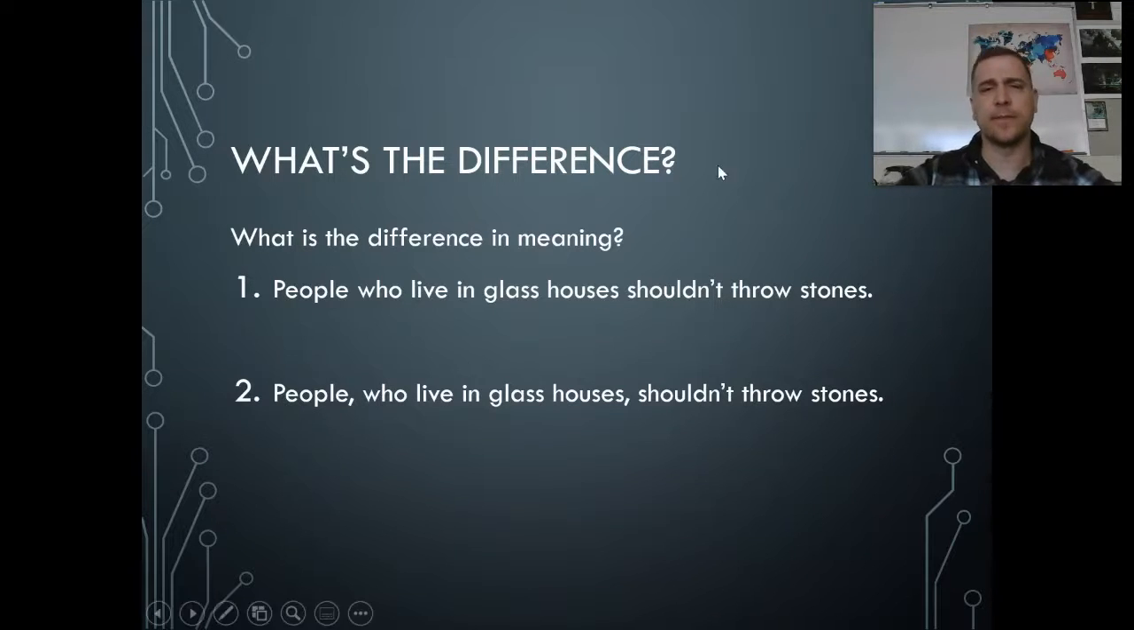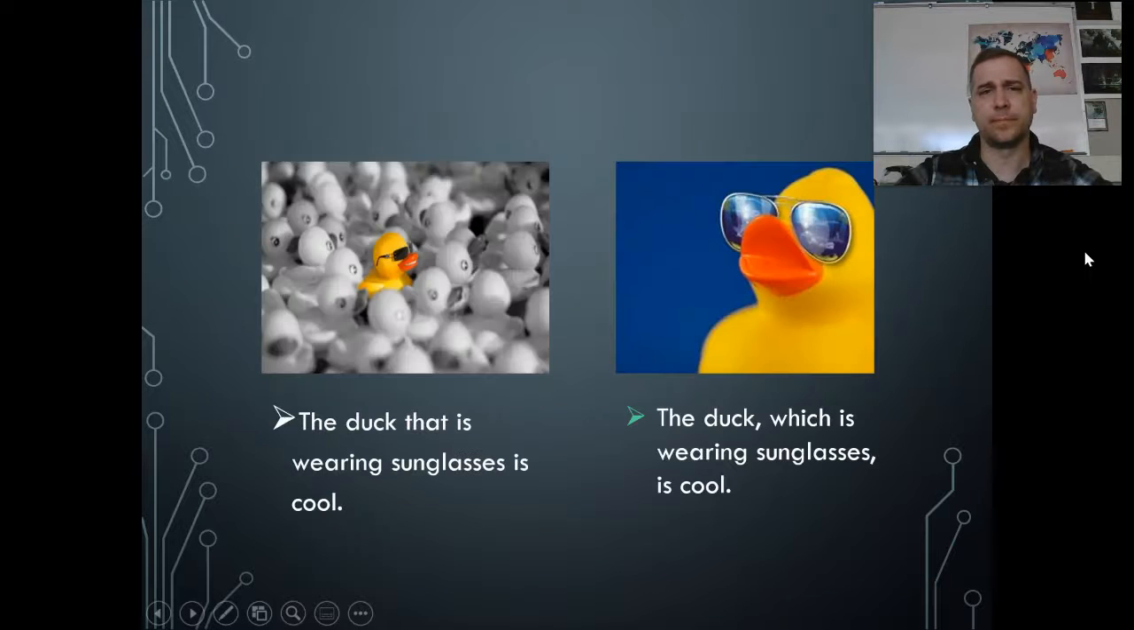But let's take a look at a different example. The duck that is wearing sunglasses is cool. The duck, which is wearing sunglasses, is cool. And so these two sentences have a slight difference, right? In this one, when I say the duck that is wearing sunglasses, I'm talking about, out of all the ducks here, which one am I talking about? I'm talking about the one that's wearing sunglasses. It's a way of specifying which duck I'm talking about.